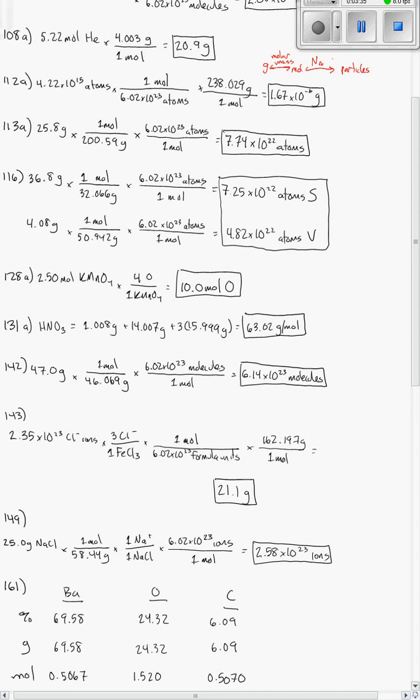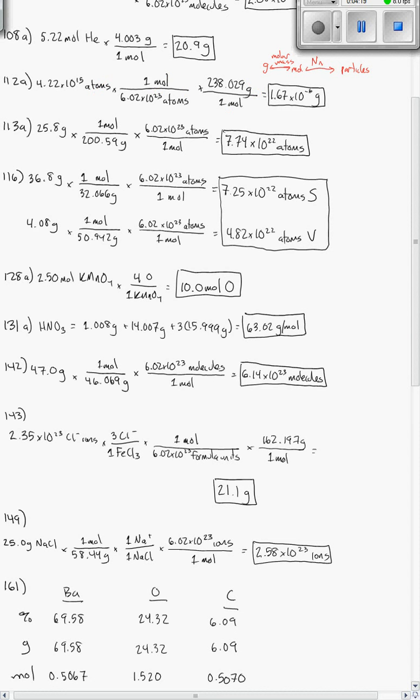So in number 112A, you're starting with a number of atoms, and you want to go from atoms to grams. We don't have anything that can directly take us from atoms to grams, so you've got to do it in two steps. In the first step here, right, we're going to go from atoms to moles, because once we get in moles, we can go to grams. In order to do that, we're going to divide by Avogadro's number, and our atoms cancel out. The next step from here is to use molar mass to get us to grams. In this case, we multiply by the molar mass of uranium, which is 238.029 grams per mole. Our moles cancel out, and we are left with grams, which is what we want here. So that gives us our final answer, 1.67 times 10 to the negative 6 grams.